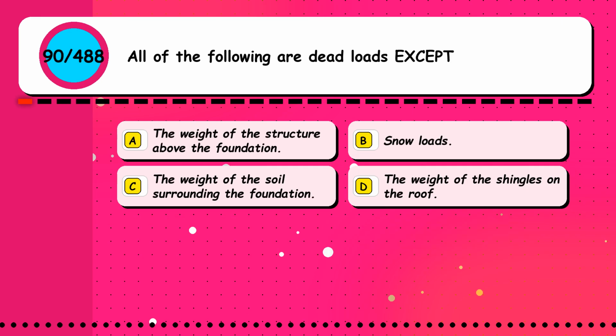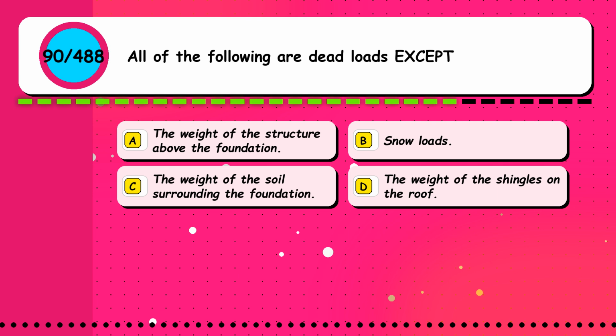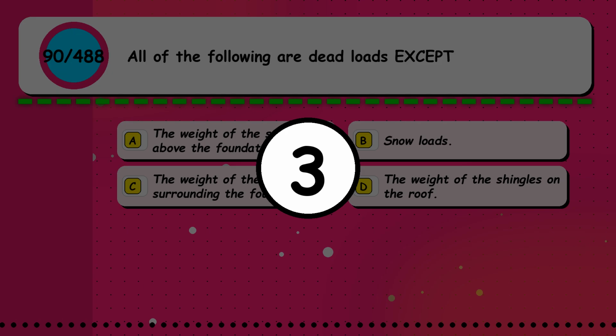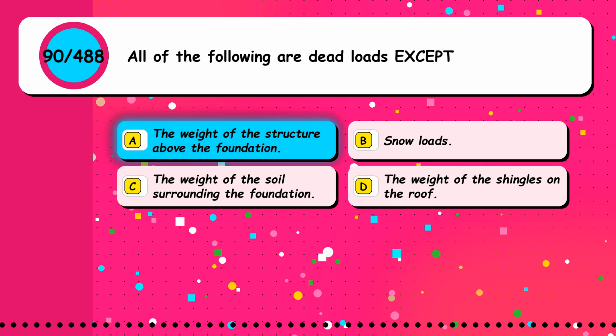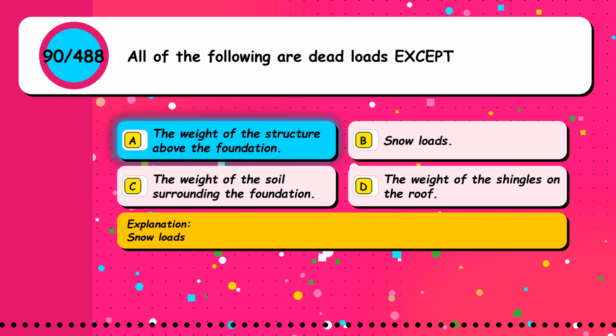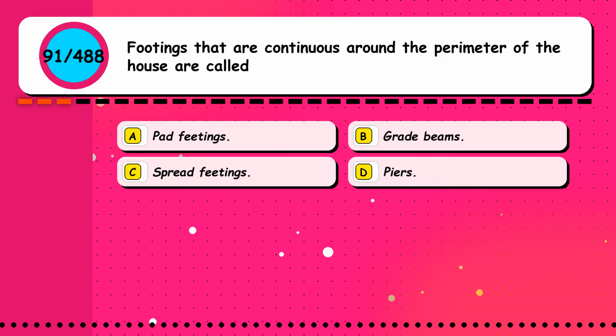Question 90. All of the following are dead loads except: Option A, the weight of the structure above the foundation. Option B, snow loads. Option C, the weight of the soil surrounding the foundation. Option D, the weight of the shingles on the roof. The correct answer is option A, the weight of the structure above the foundation.